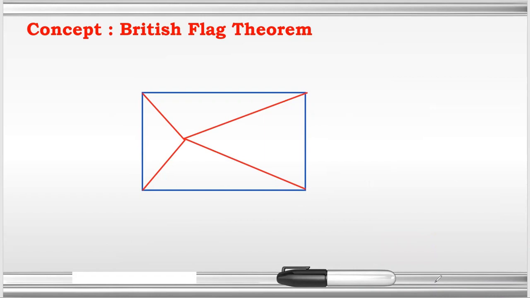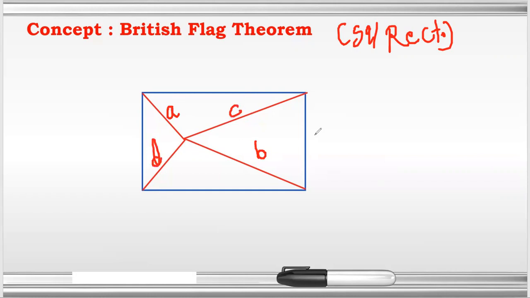Some of you must have heard it, some of you must not, but please remember this very useful theorem whenever the questions are related to a quadrilateral, specifically a square or a rectangle. You can surely use this beautiful theorem. What it says: let's say this side is A, this side is B, this side is C, and this side is D. So according to the British flag theorem, A square plus B square should be equal to C square plus D square.